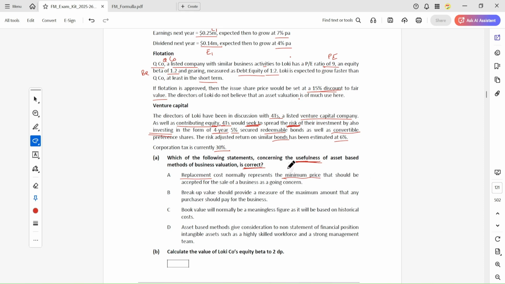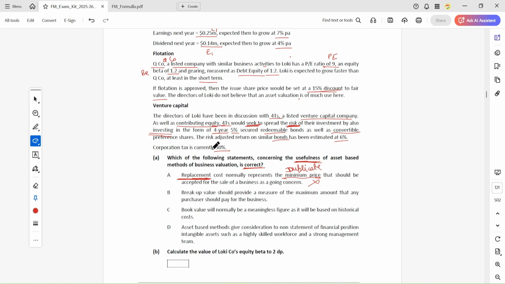because the replacement cost is the duplicate. It means that if you want to buy the same asset, or if you want to start the same business, how much does it cost? It is a duplicate price. The minimum price is the NRV, so this is incorrect.